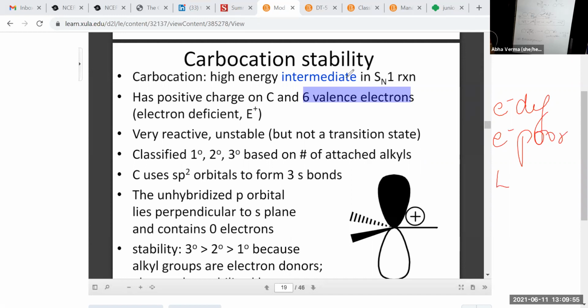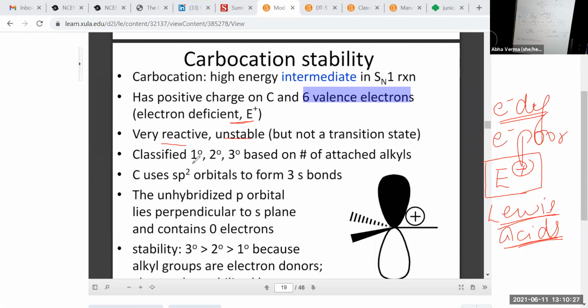If something is electron poor, it is definitely an electrophile or an acid. Carbocations are Lewis acids, and that's the definition of Lewis acids. Lewis acids are materials that are electron poor or electron deficient. So all electrophiles fulfill that definition. They are very reactive and very unstable.